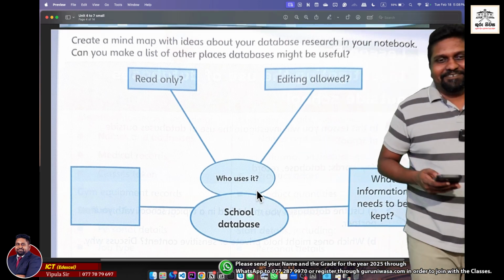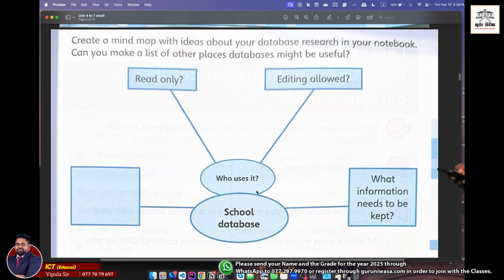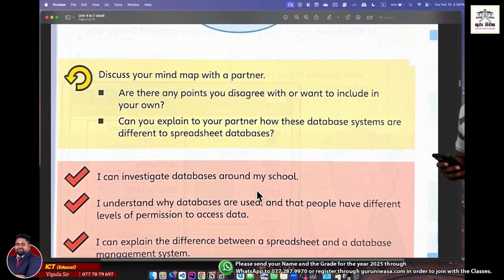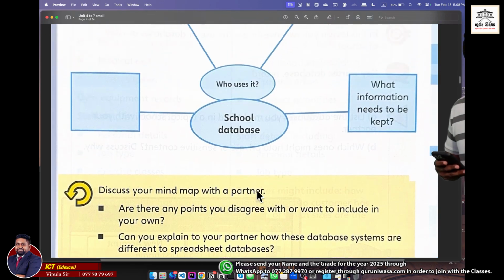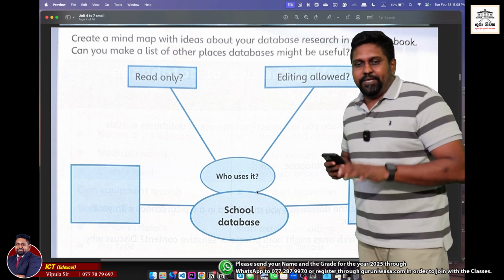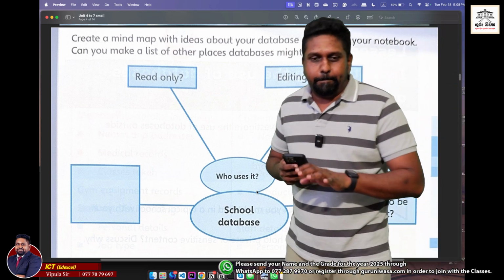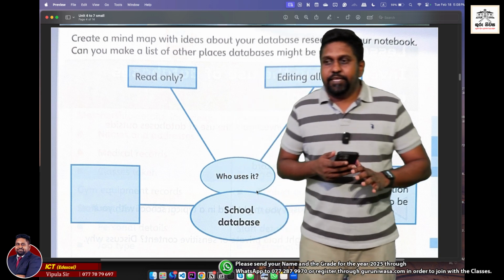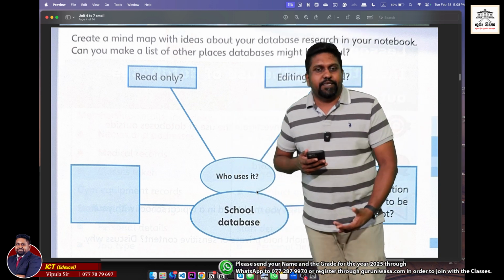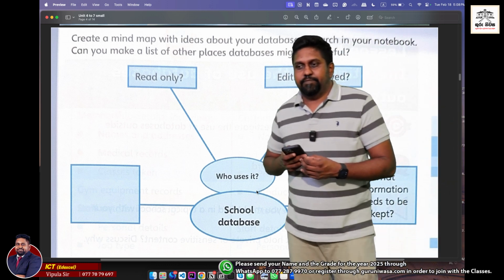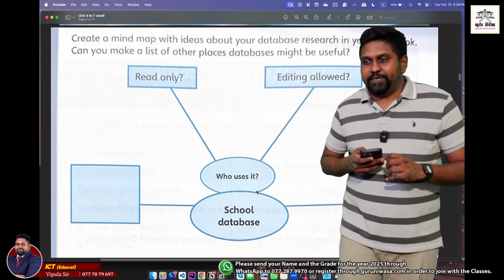Perfect. Okay, so jumping back to this, a mind map. Now here we are not actually going very in depth into a mind map, but we will be just talking briefly about what this is. So what is your point of view about a mind map? Listen, what do you think? What is a mind map?